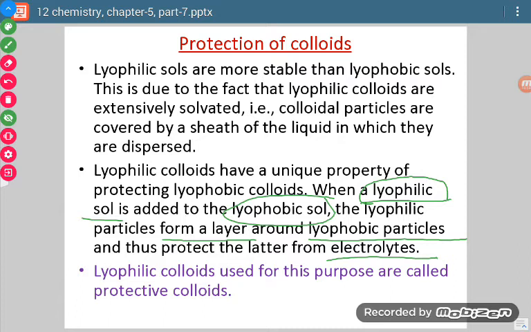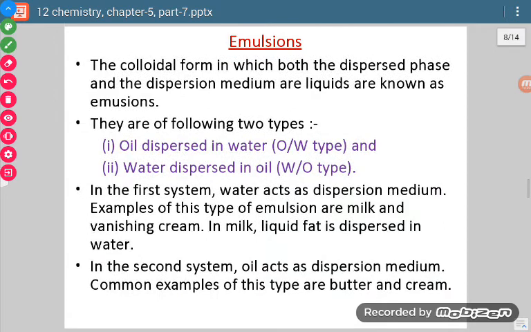Then those molecules which are forming the lyophobic sol will start coagulating. Okay, so this protection is for the addition of a little amount of electrolyte. For a little amount of electrolyte addition, this hydrophobic colloid will get protected because of the addition of a little amount of lyophilic sol. Now that particular colloid which we are using to protect a lyophobic sol is known as a protective colloid.